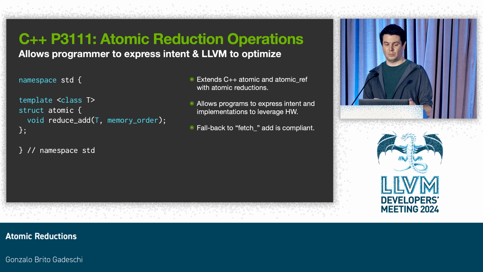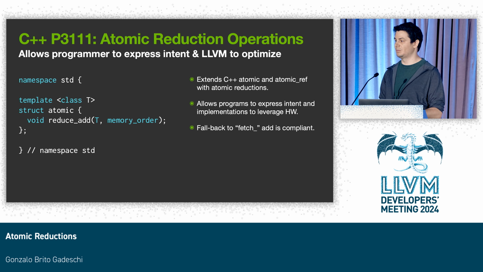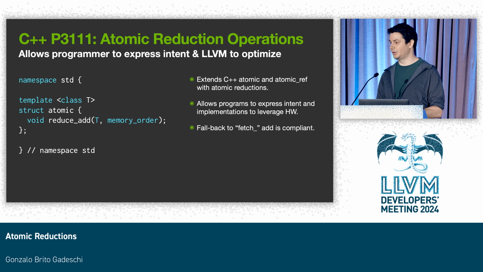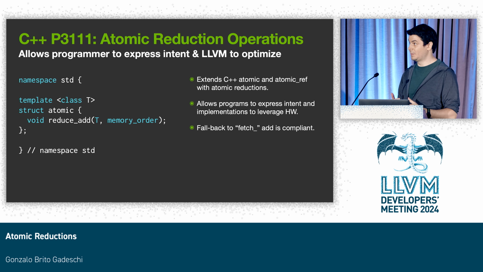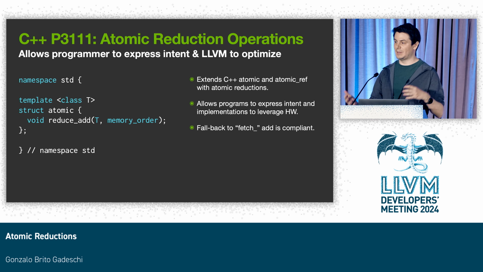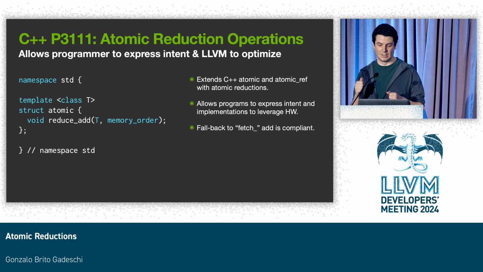At the C++ committee, we are working on introducing atomic reduction operations as an extension to the C++ memory model, and the C++ atomics and atomic refs in the standard library. So this is essentially new APIs in, for example, the atomic types that perform a read-modify-write but return void. That is, they don't return the old value. This allows programs to express intent, and it allows implementations like Clang to expose built-ins that then lower to LLVM target-independent intrinsics that then compilers like the backends can cherry-pick to lower to hardware-specific instructions.